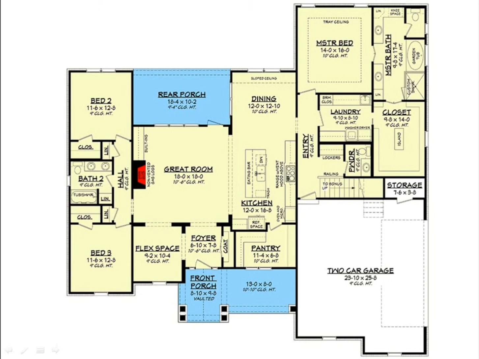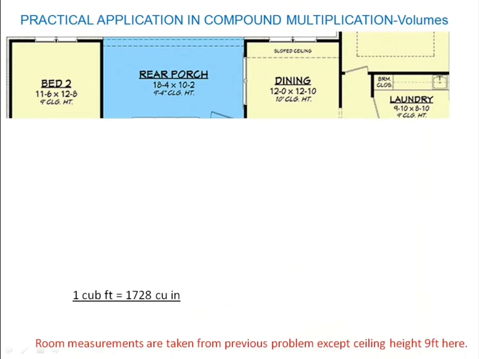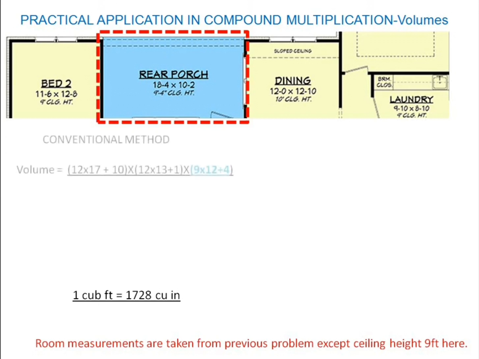Now let us take the height of one of these rooms. Okay. Now I just took a small portion of it. So let us take the height of this one, and the room measurements I am taking from the previous problem just to make it much simpler. And we are taking the ceiling height here as 9 feet 4 inches. Okay. So what happens is 12 into 7 plus 10, 12 into 13 plus 1. I explained this earlier. Now we have 9 feet, so 12 into 9 plus 4 inches.